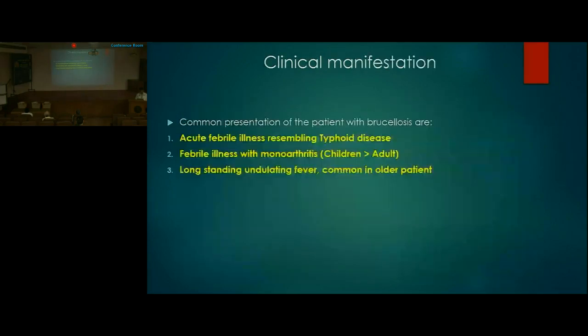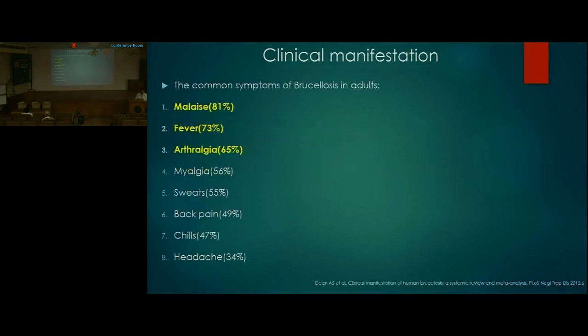The common presentations of brucellosis are an acute febrile illness resembling typhoid, or febrile illness with monoarthritis, which is more common in children as compared to adults. In children, the hip and knee joints are more commonly involved, while in adults the lower back and hip joints are commonly involved. It can also present as a long-standing undulating fever, which is more common in older patients. The common symptoms of brucellosis are mostly non-specific, the commonest being malaise, fever, and arthralgia, followed by myalgia, sweats, backache, chills, and headache.